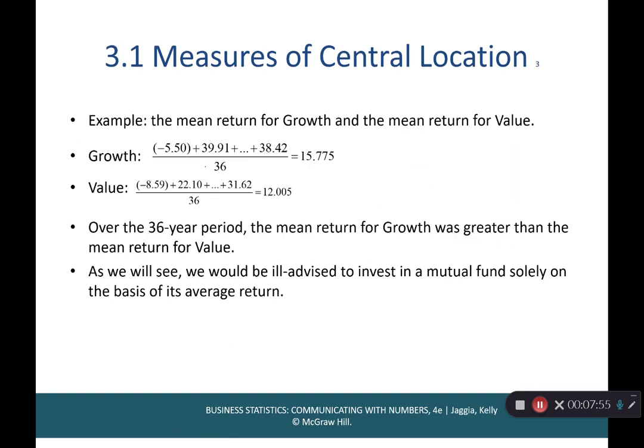So if we're using the growth and value data set that we started with in our introductory example, we could calculate the mean for the growth fund and the mean for the value fund by adding up all the individual observations. Now this just means there's more values that we're not showing that went into our calculation, and then divide by how many we had. So over 36 years, we were able to find the rate of return for each of those years, add all those up and divide by 36, and on average we have a positive growth factor of 15.775, an average mean return for growth.